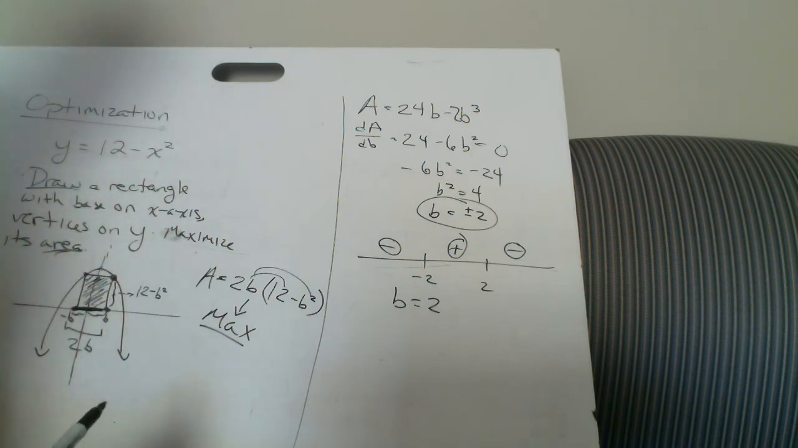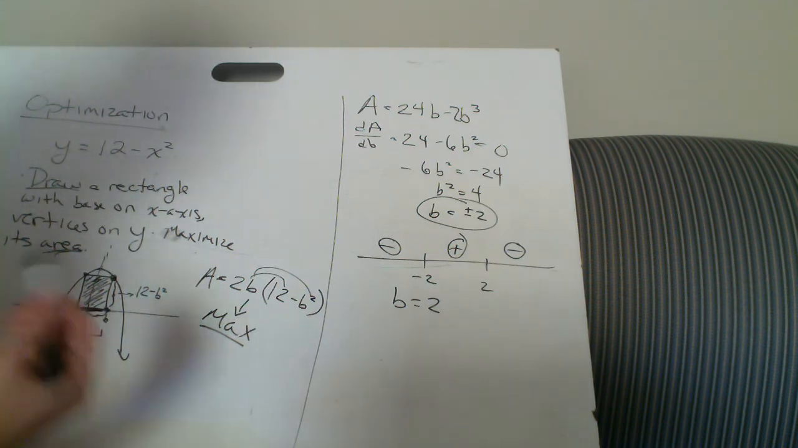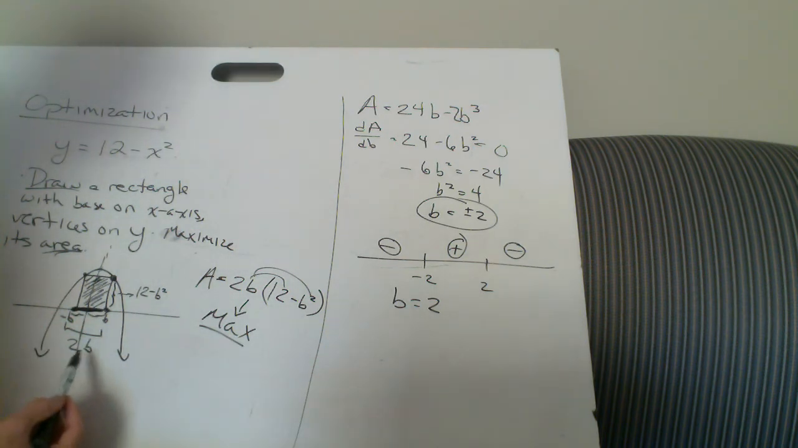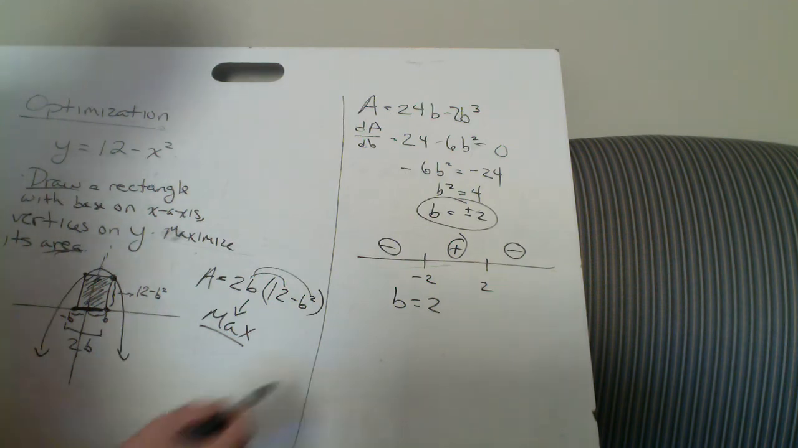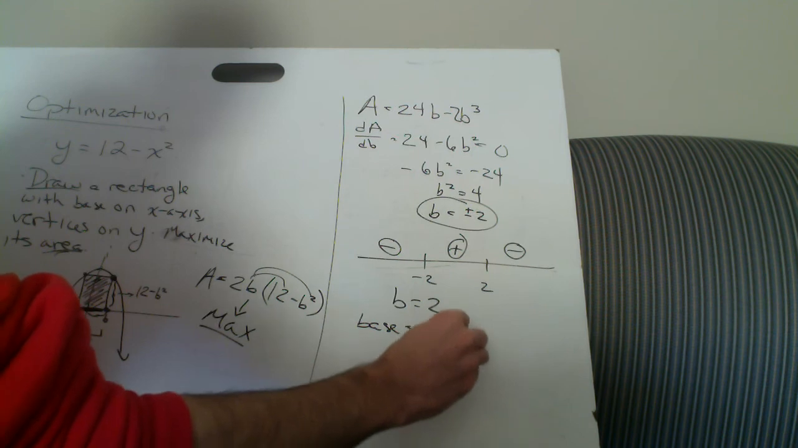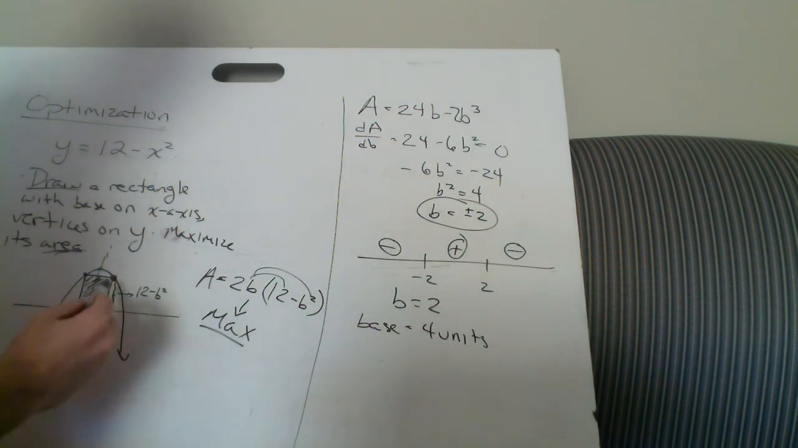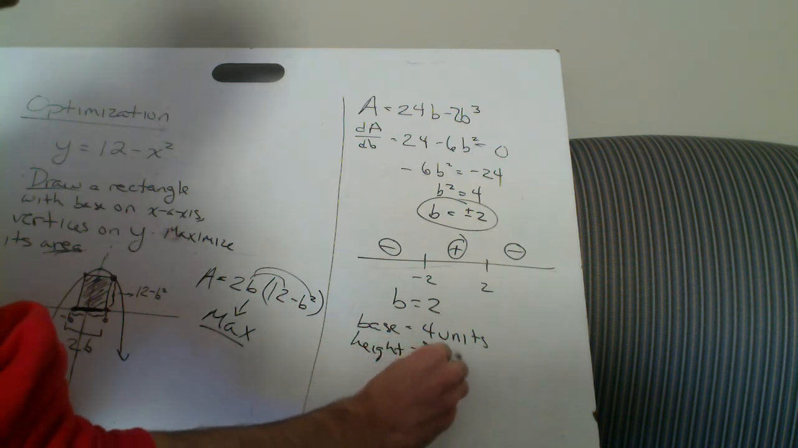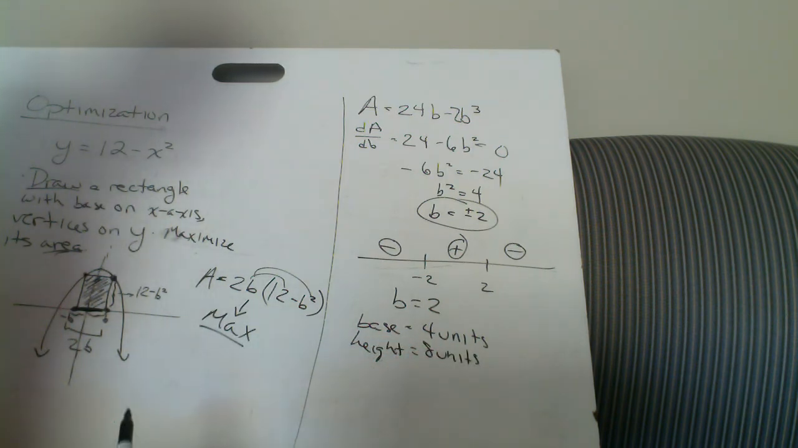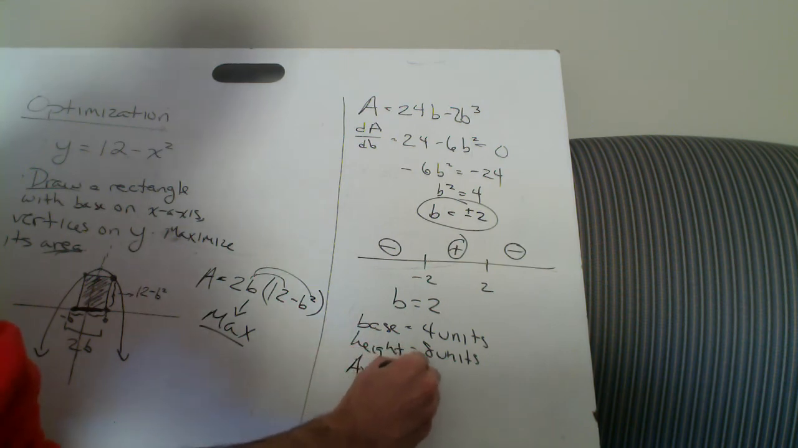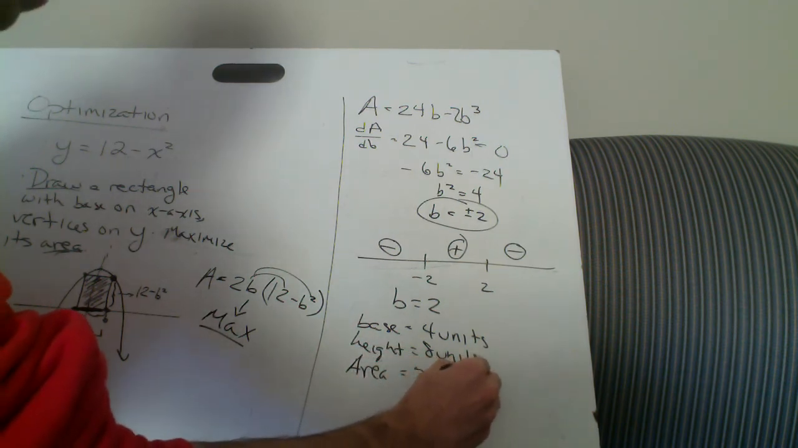Now, if I want to know the dimensions of this rectangle, I can just take this and plug it in to our base and to our height. So the base has to be 4 units long. The height has to be 8 units long. So the area, the maximum area, is 32 square units.